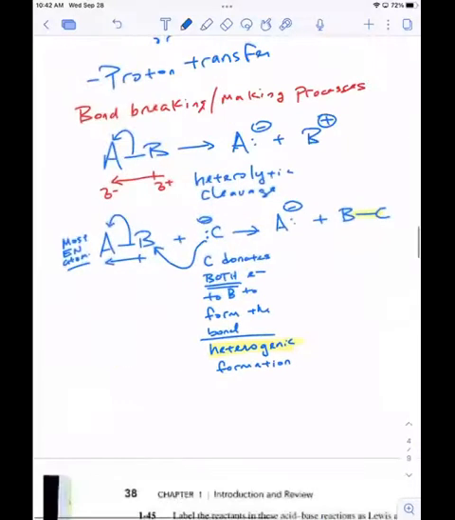When you break a bond, it's cleavage. When you make a bond, it's formation. That's why the genic, like genesis or beginning. And then lytic means to cut, right? To lyse is to cut. So heterolytic means I break the bond. Heterogenic, I'm forming a bond. Any questions about that?